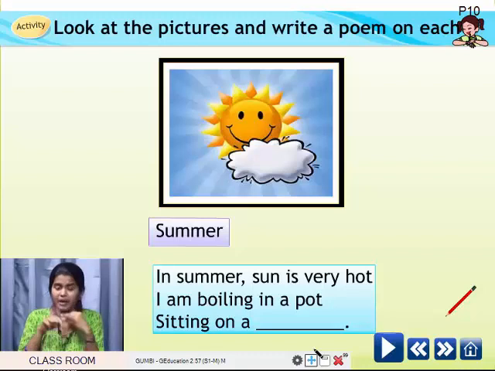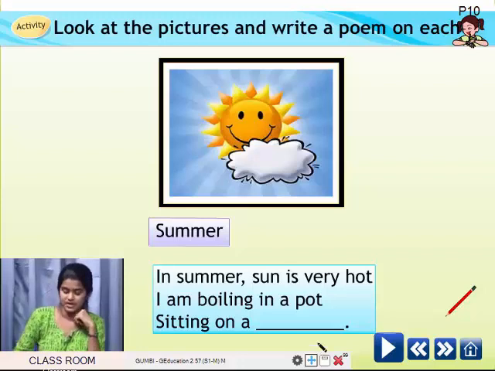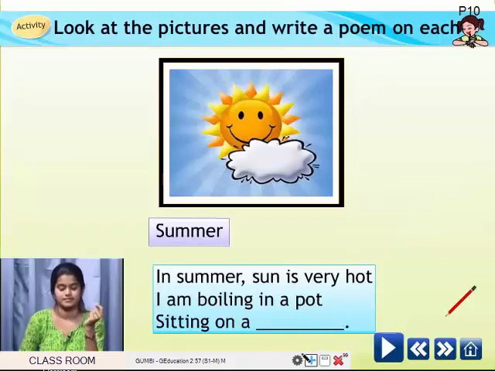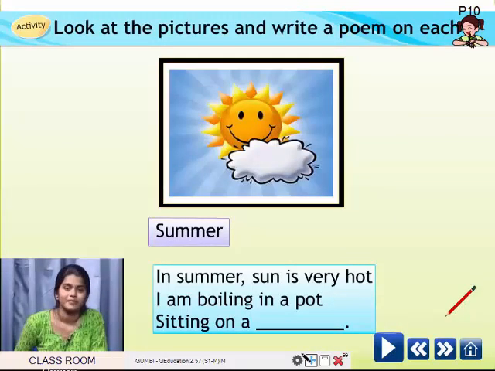In summer, sun is very hot. I am boiling in a pot, sitting on a dash. So here you can observe hot, pot. So these are the rhyming words. So you have to write a word here that should rhyme with these 2 words. Can you think of a word, children? Sitting on a.